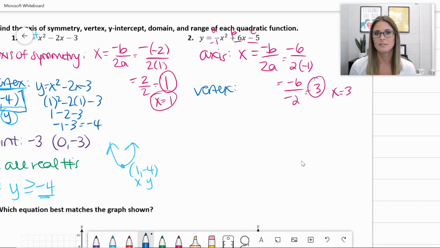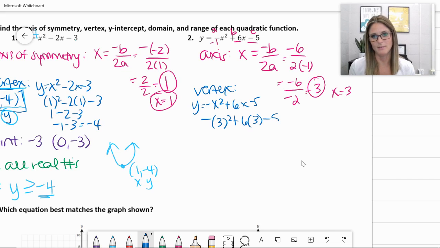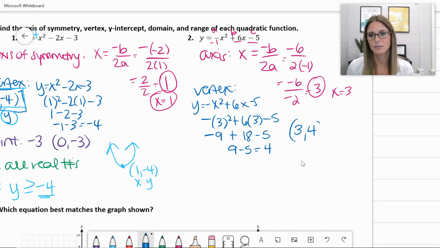Vertex. To find the vertex of that parabola, I'm going to take the axis of symmetry, 3, and plug it into my equation. A -3 squared plus 6 times 3 minus 5. Now be careful here because the squared is only on the 3. This is still a -9 plus 18 minus 5. Order of operations, 9 minus 5 makes 4. Our vertex is 3, 4.